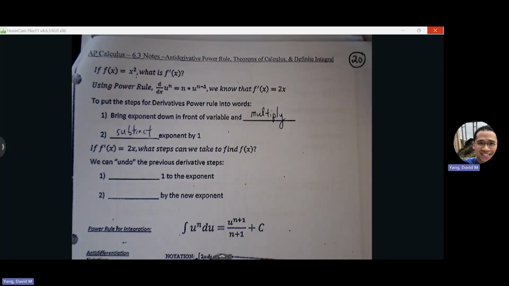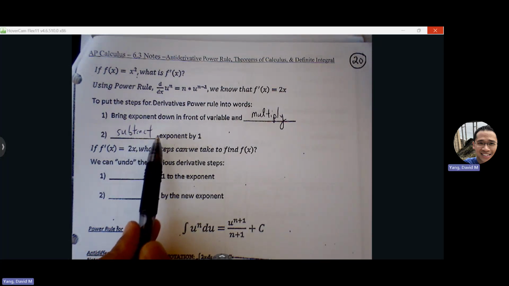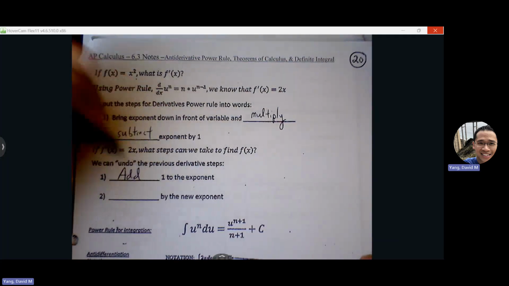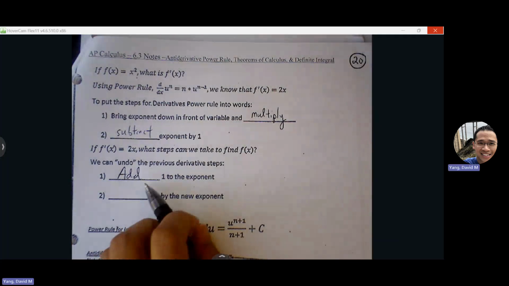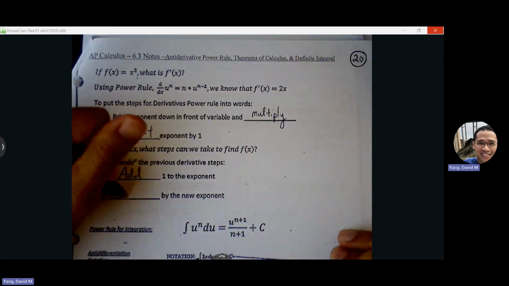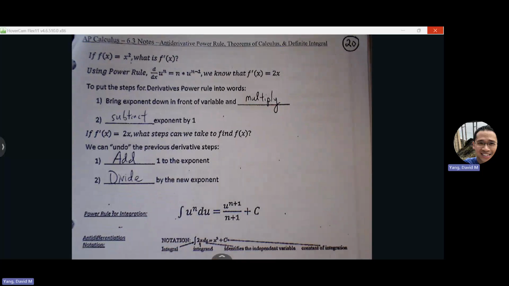So let's say you wanted to go back to where you came from. Then instead of subtracting the exponent by 1, what are you going to do? Add. We're going to undo our derivative. And then instead of multiply, we're going to divide. So that is basically our power rule for antiderivatives. We're really just going backwards from derivative power rule.